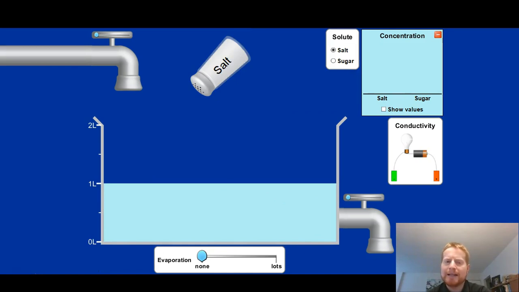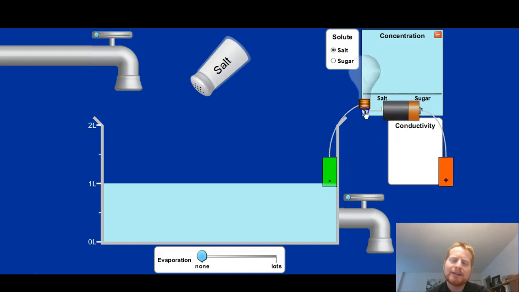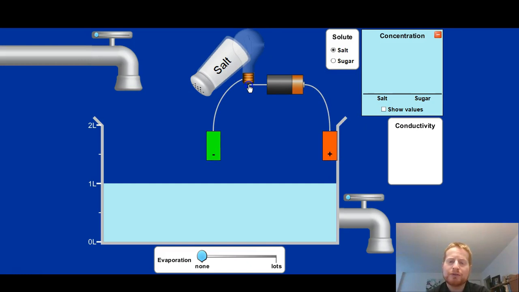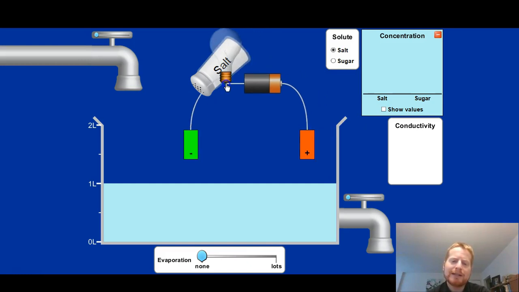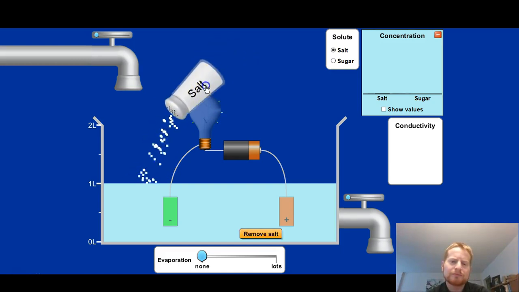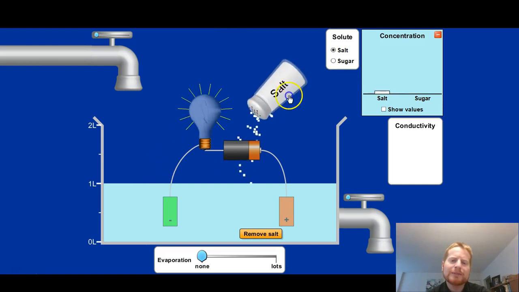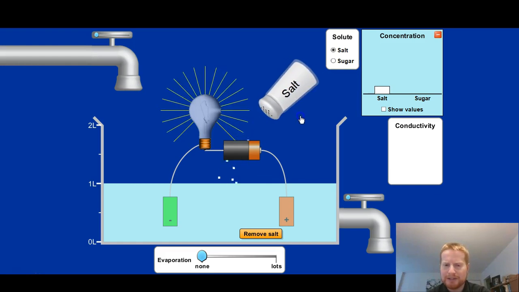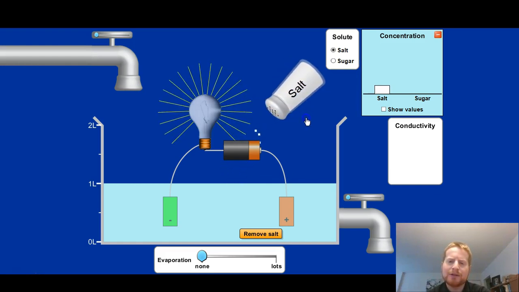So right now we're looking at our macroscopic view, so we're not really zoomed in as much anymore. And I'm going to take this conductivity detector. This is going to detect how well the water solution is conducting electricity. So right now there's nothing in the water, so I'm going to go ahead and place that in. And no light, right? The light bulb is not turning on. So let's see what happens if we add the salt. So as we add more and more salt, it looks like the water is conducting electricity better and better to make this light bulb start.